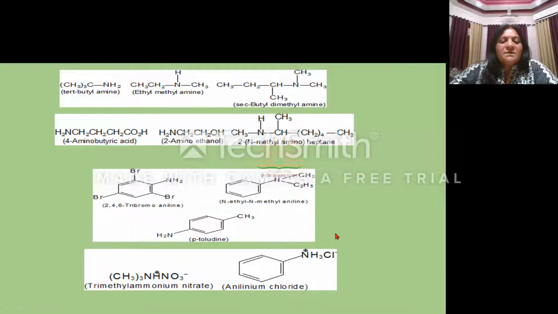Now here some other examples. This is tertiary butylamine. This is primary amine and it is attached to the tertiary carbon atom. Here the two carbon atoms are attached to this nitrogen atom, so it will be a secondary amine, and here the three carbon atoms are attached to this nitrogen atom, so it will be a tertiary amine.